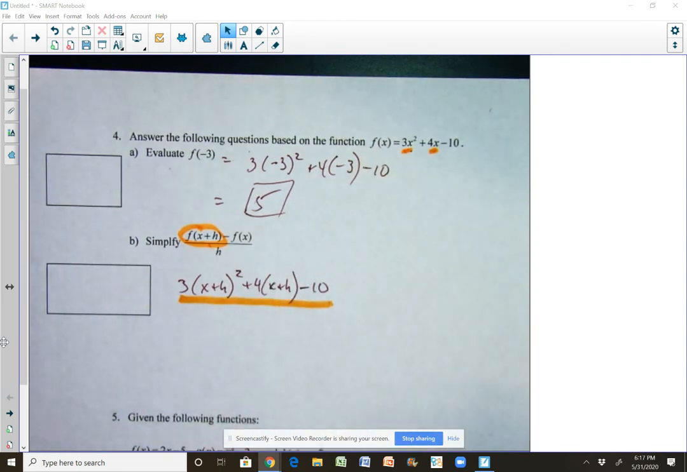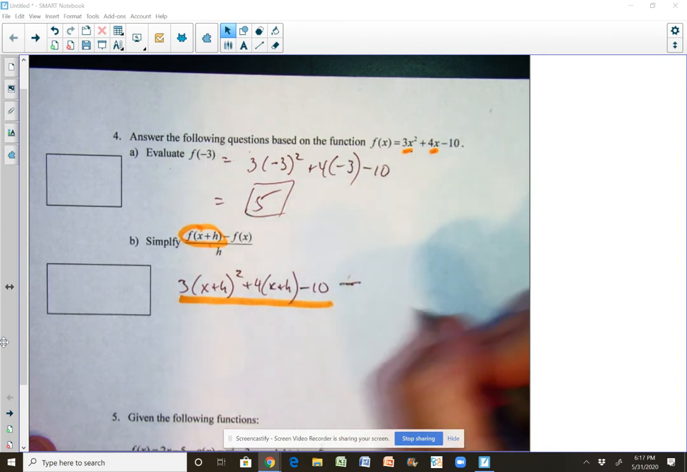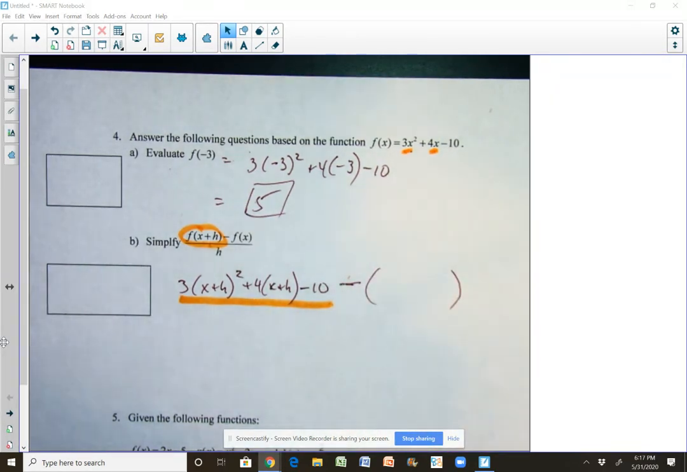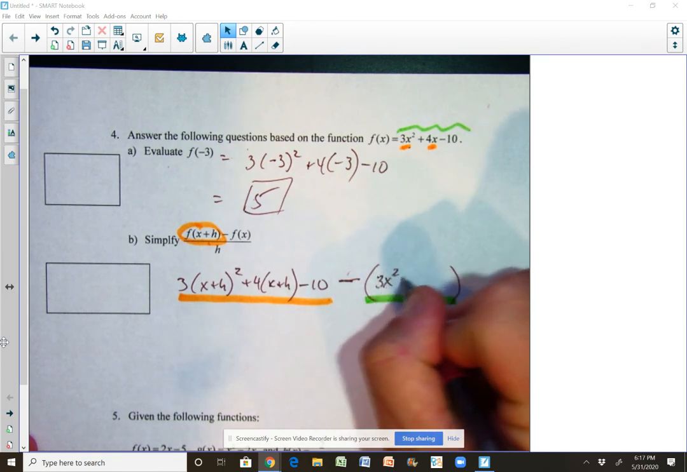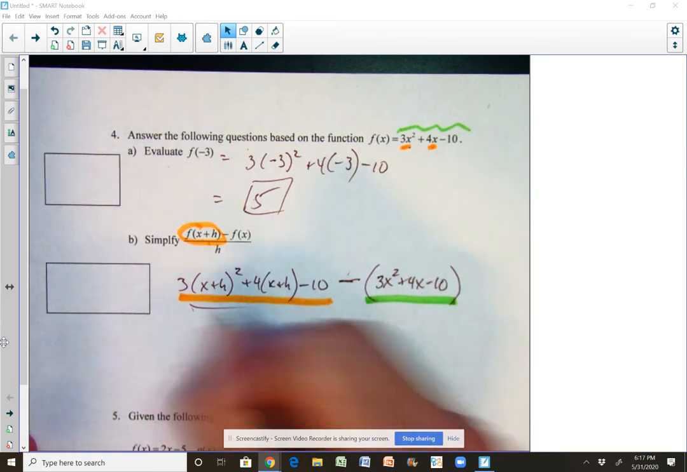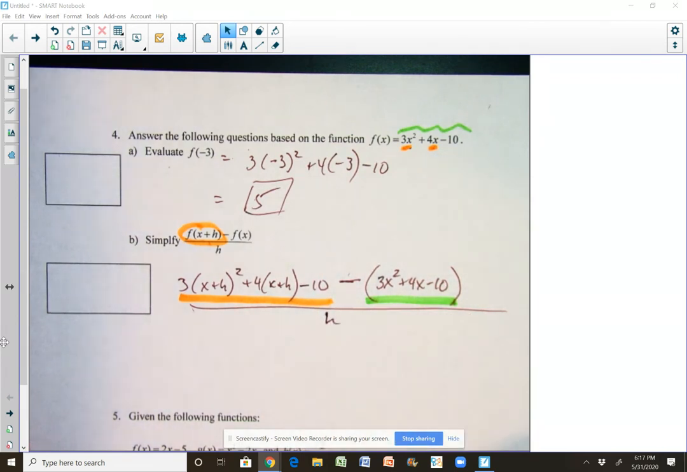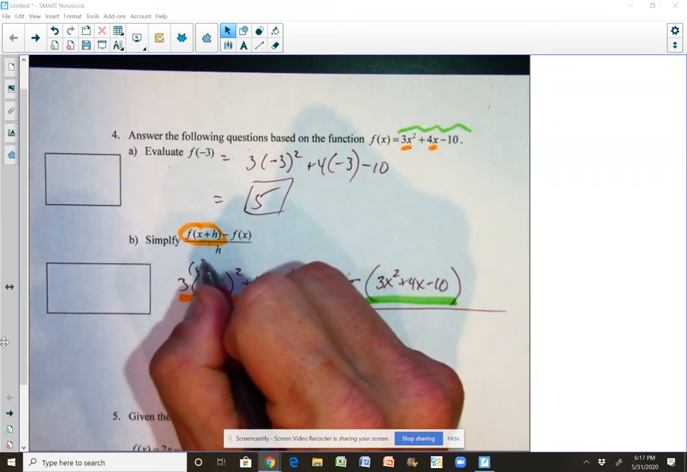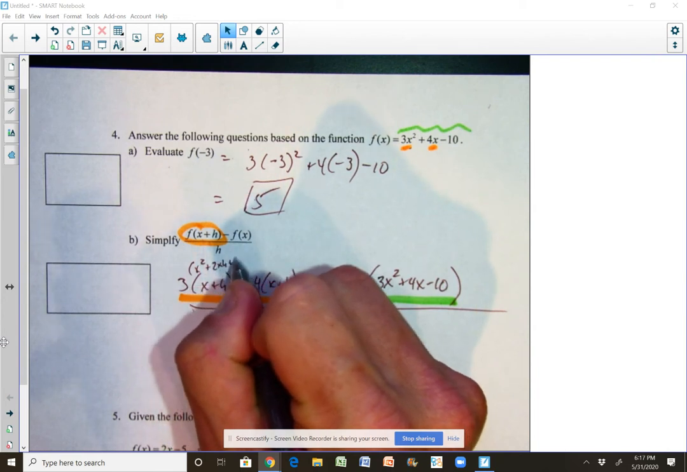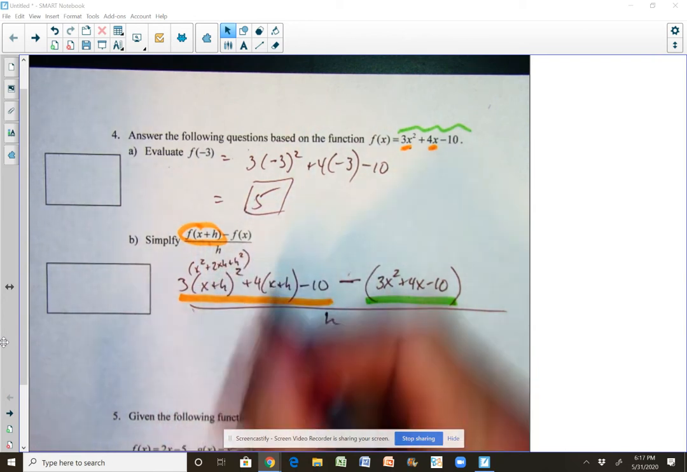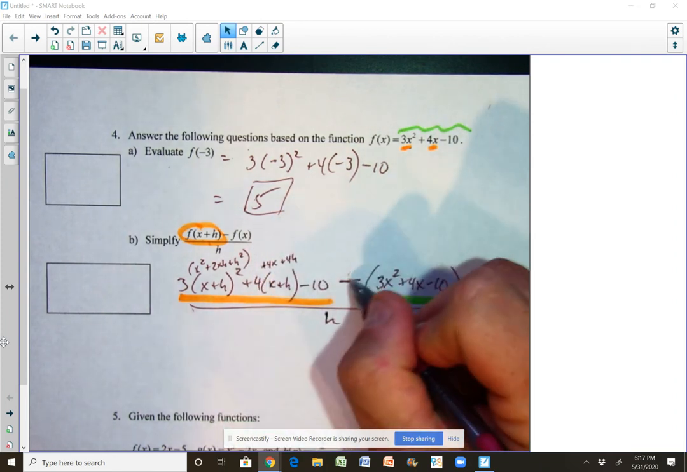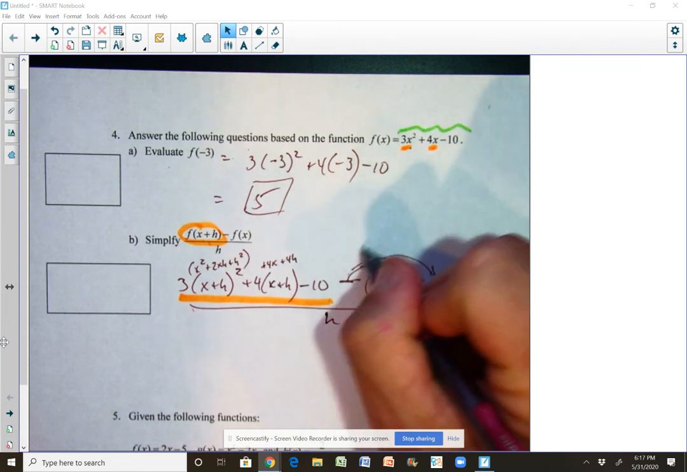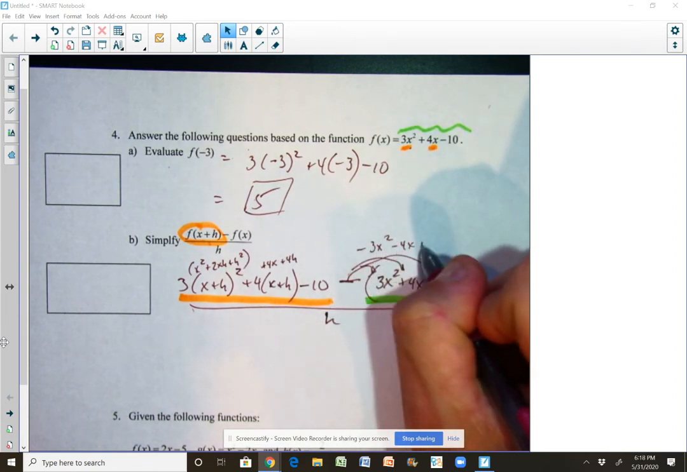Now what we're going to do is subtract f of x. So we have to put the entire function, that's going to be all of that. So when we put that in here, it's the green stuff, that's 3x squared plus 4x minus 10. And all of that is going to be divided by h. So we have to do a little double distribution here. This is x squared plus 2xh plus h squared. That's that distributed. And then this is plus 4x plus 4h. That's that. This is going to be distributed all the way through. So it's going to be minus 3x squared minus 4x and plus 10.